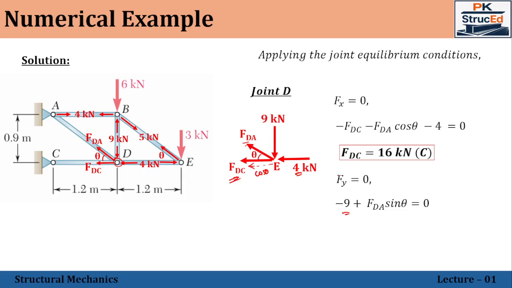So minus 9 and then we have the vertical component of this FDA, which will be acting in the upward direction. That will give the sine component. So it will be minus 9 plus FDA sine theta, which will be equal to 0. So theta is known. Substituting this one, we can get the value of FDA, which is 15 kilonewton tension. The assumed direction is correct. Now this DA value of 15 is to be substituted here, and then only we can find out the FDC, which is in compression since you will be getting a negative value. Okay. So our assumed direction is wrong. It will be acting towards the joint.